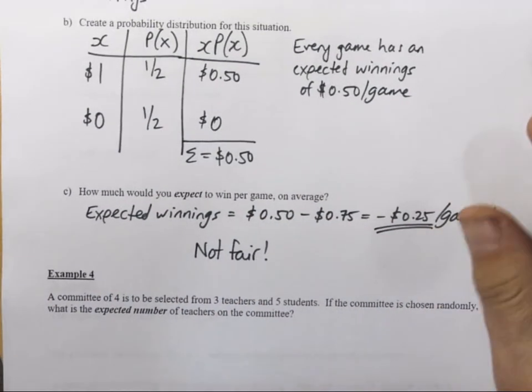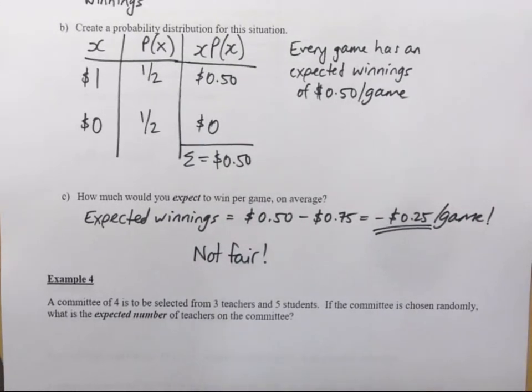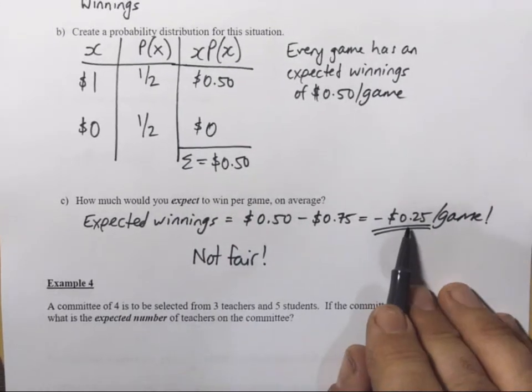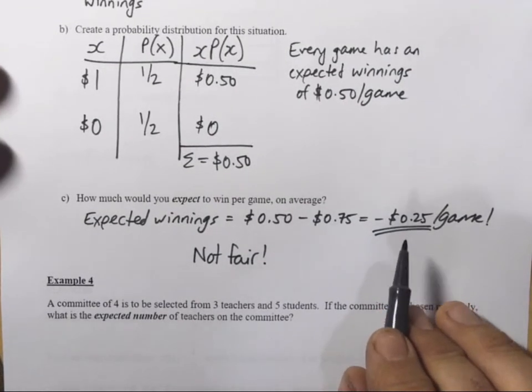And whose advantage is this for? Is it for the player or for the dealer? And we would say definitely it's in the dealer's advantage because the player is losing money every time they play.